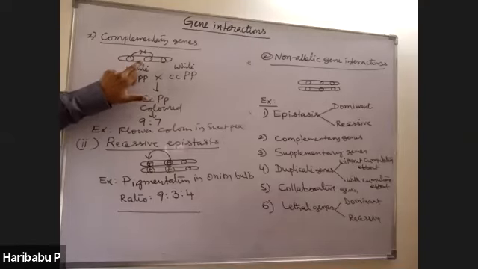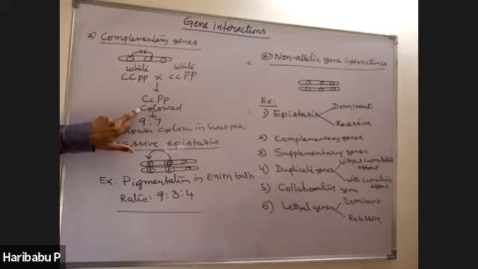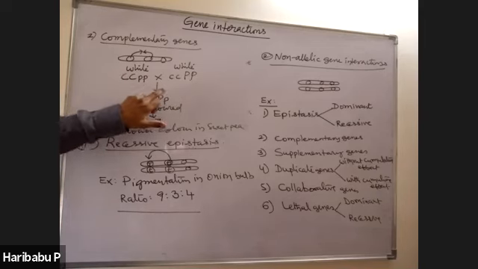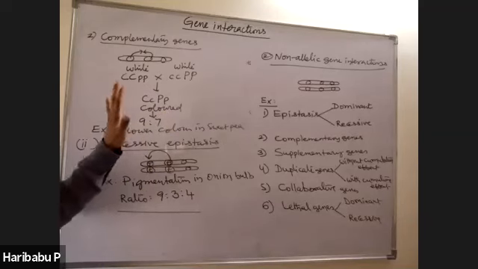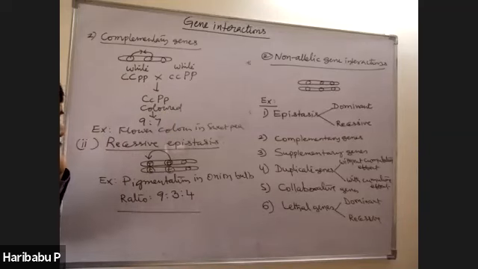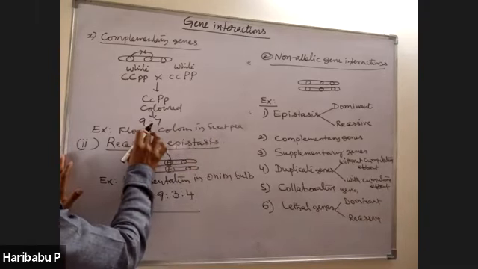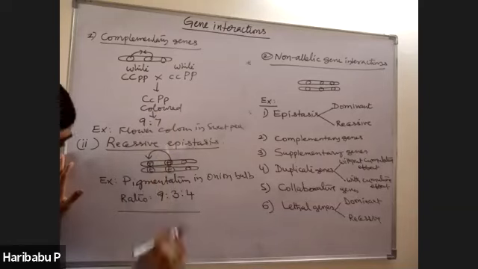So what are complementary genes? When two dominant genes at two different loci interact with each other and produce a new phenotype, and neither of the genes individually can produce that character, such genes are called complementary genes. Example, flower color in sweet pea, and the ratio is 9:7. Colored 9, white 7 are produced.